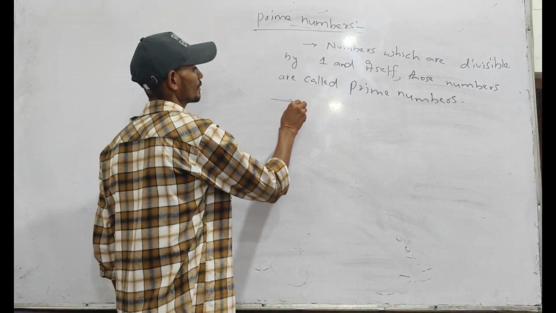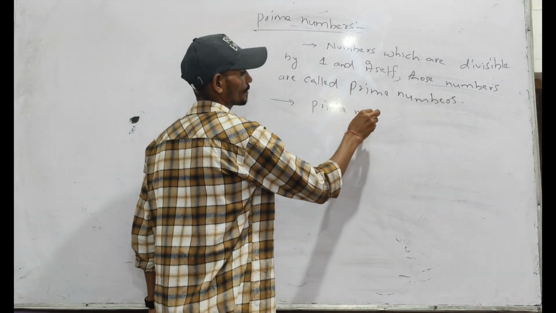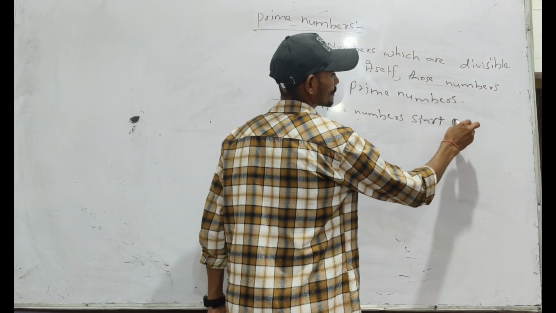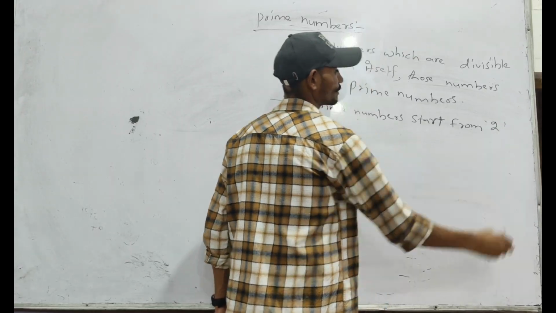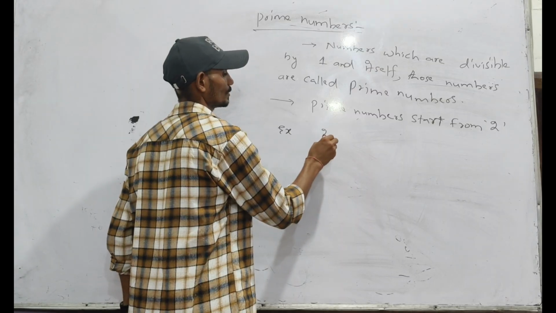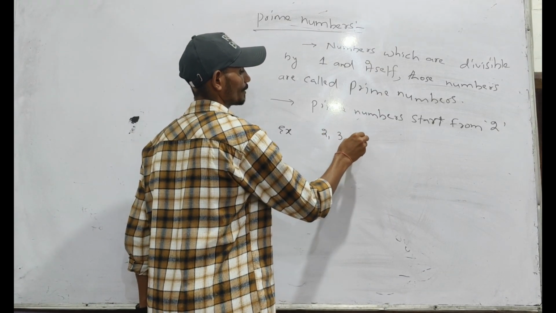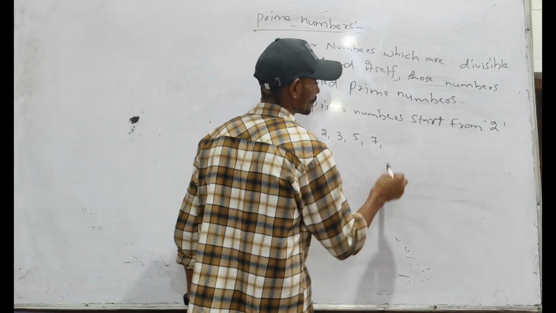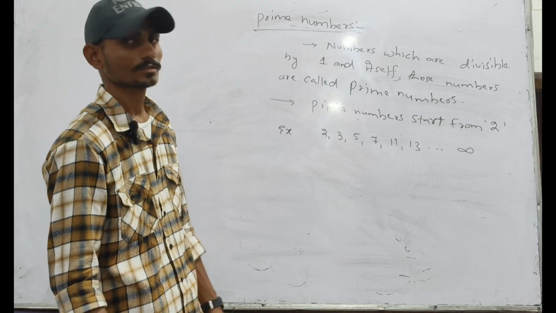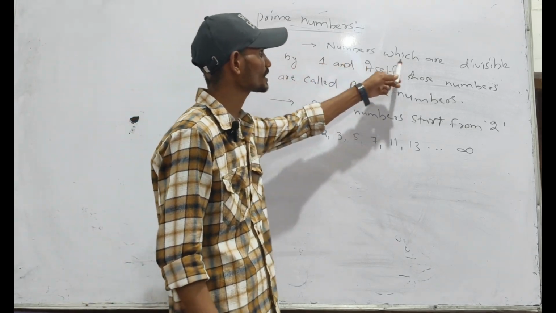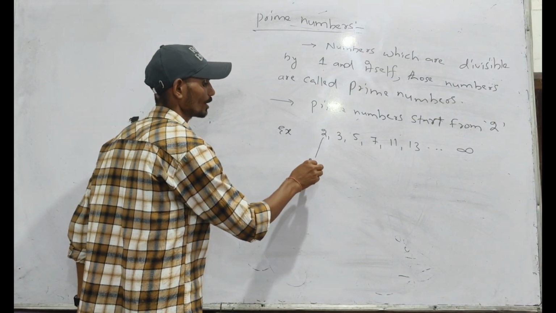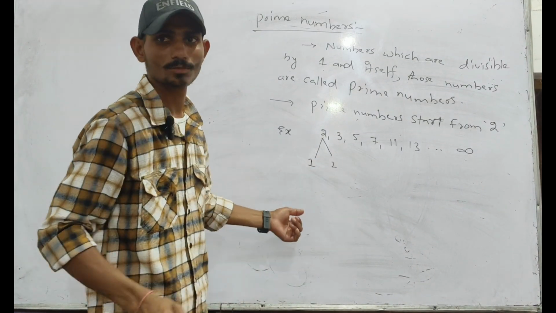Example, and next, prime numbers start from 2. Example for prime numbers: 2, 3, 5, 7, 11, 13, etc. What I gave in the definition: numbers which are divisible by 1 and itself, means the number is divisible by only 1 and itself. It is not divisible by others.